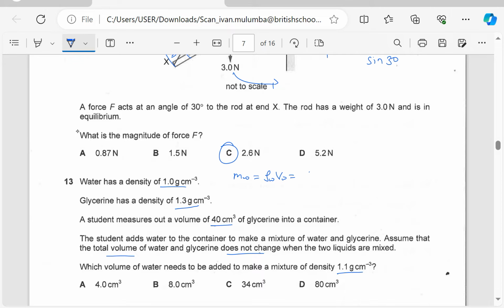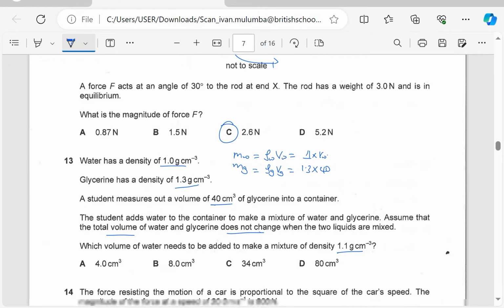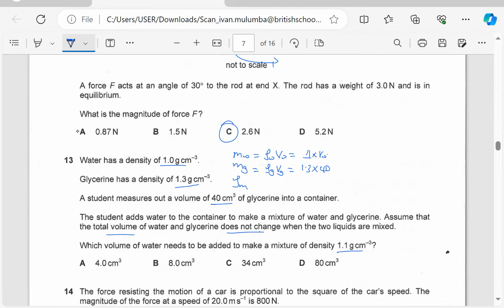The density is 1, then the volume is not known, so I'll say 1 times the volume of the water. Then the mass of glycerin, of course, is the density of glycerin times the volume of glycerin. So the density is 1.3 and the volume is 40. We also know that the density of a mixture is equal to the total mass.